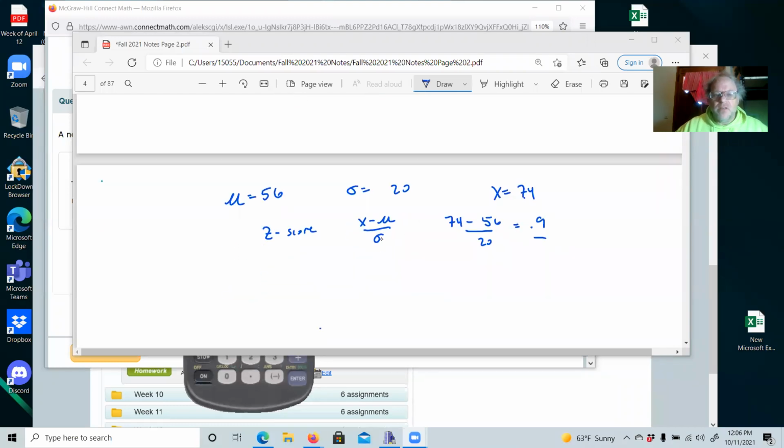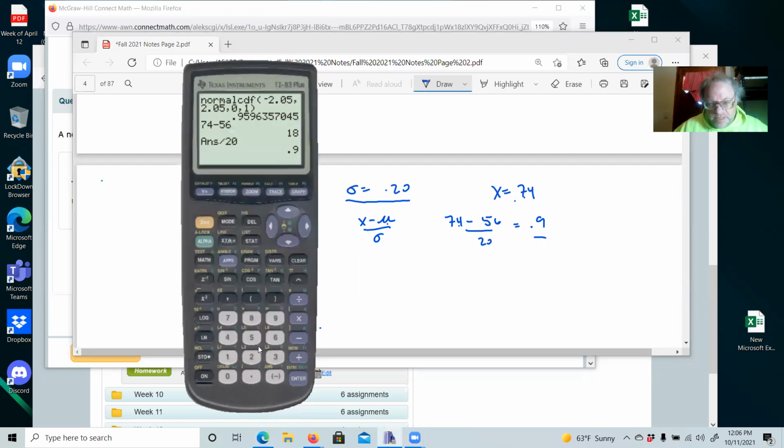All right, so I wrote this down. Mean is 56, standard deviation is 20. We have our value being 74 here. Our z-score is x minus mu divided by sigma. We just plug this in. X is 74, mean is 56, sigma is 20. So let's go ahead and look at that. We're going to say 74 minus 56, hit the equal sign, divided by 20. All right, there we go.